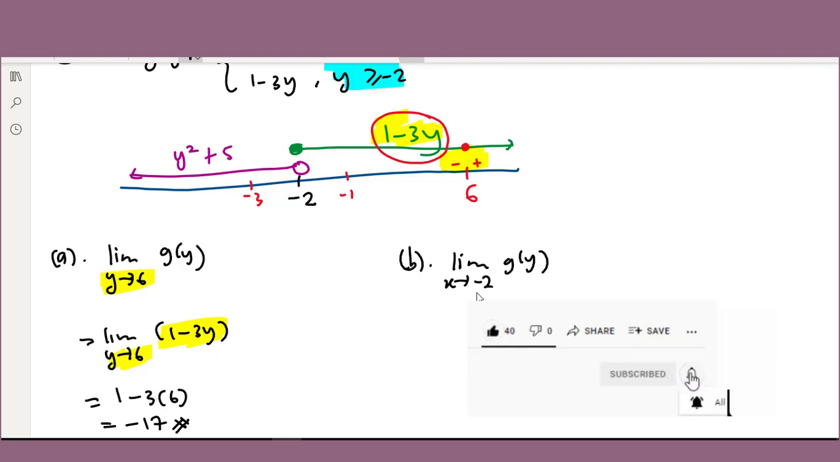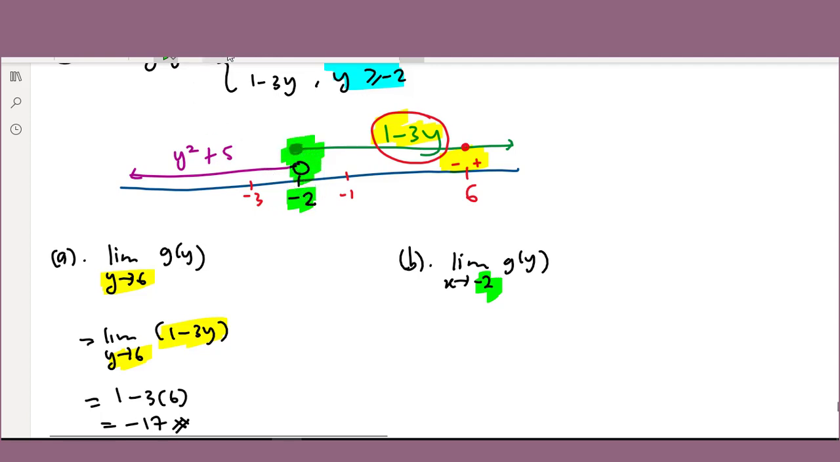For part B, since this one is negative 2, at negative 2 you have two different functions. On the left is this function, and on the right is this one, 1 minus 3y. So in this case, we need to find the limit as y approaches negative 2 from the left and also from the right, and check whether the values are equal or not. If not, it means that the limit does not exist, and otherwise it does.